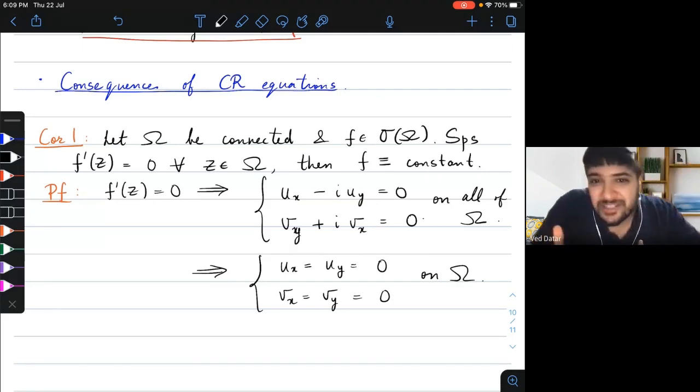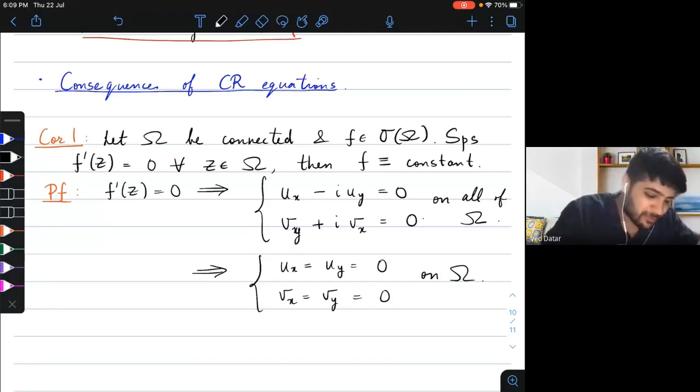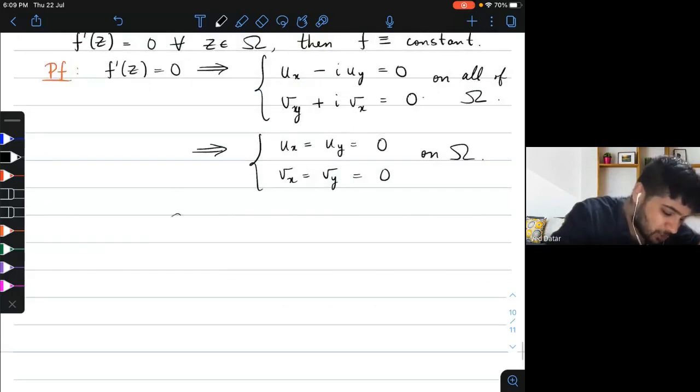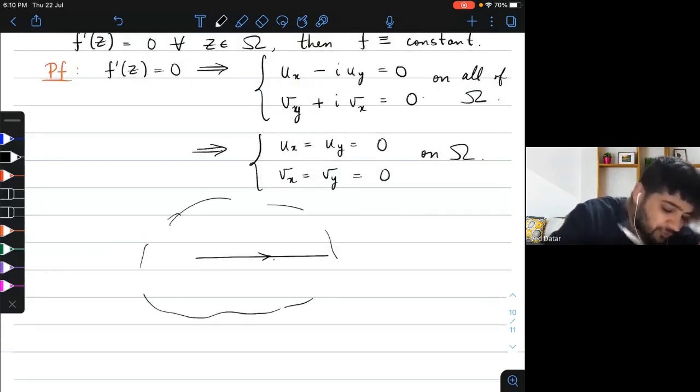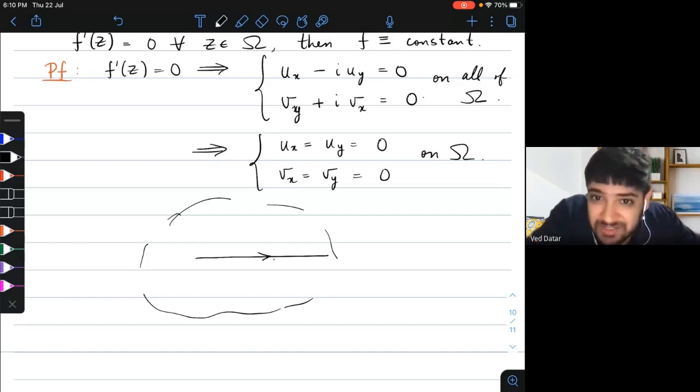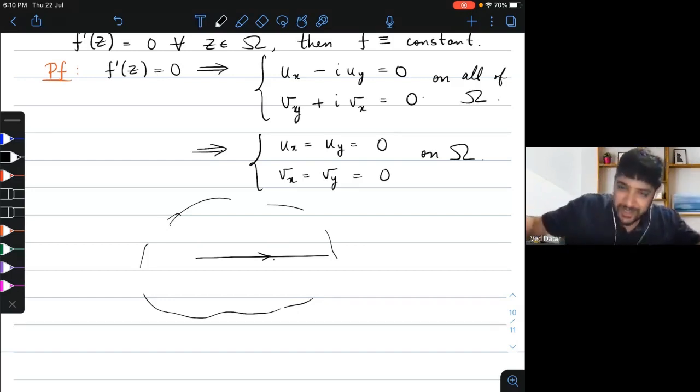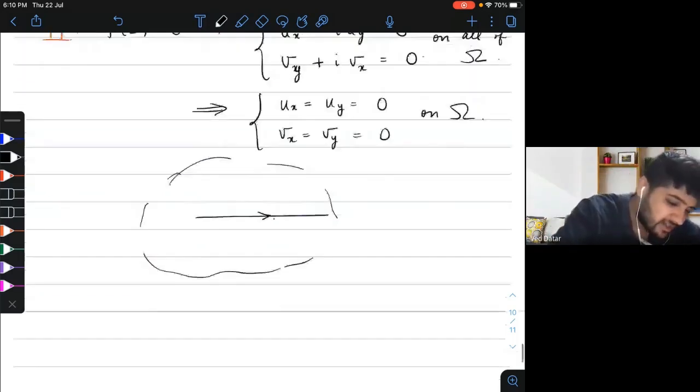So then we can just apply the mean value theorem from one variable calculus, right? So suppose this is your omega. We know that the derivative of u in the x direction is always 0. So it has to be constant along the x direction. Similarly, the derivative along the y direction is 0. So u also has to be constant along the y direction.